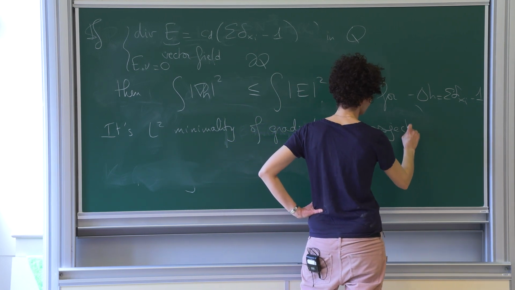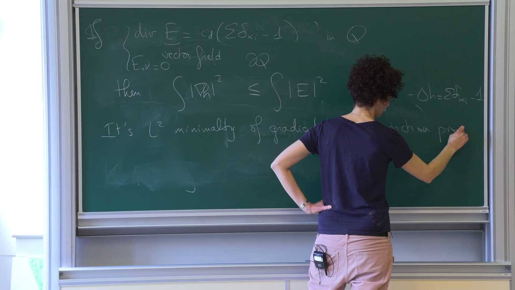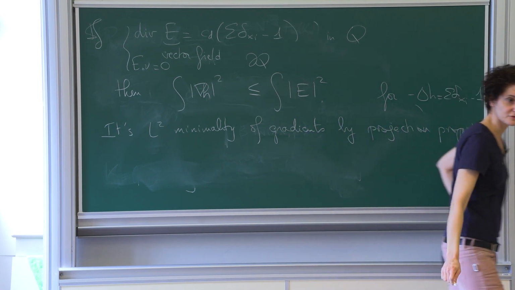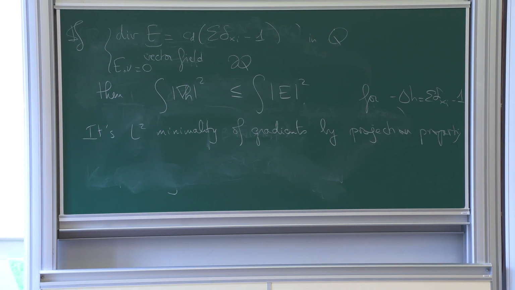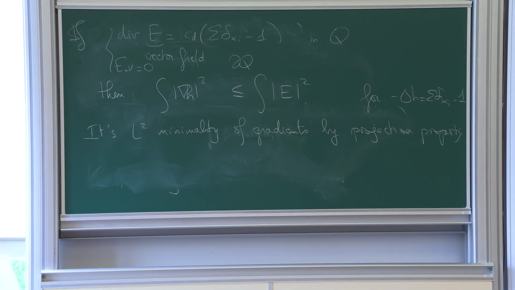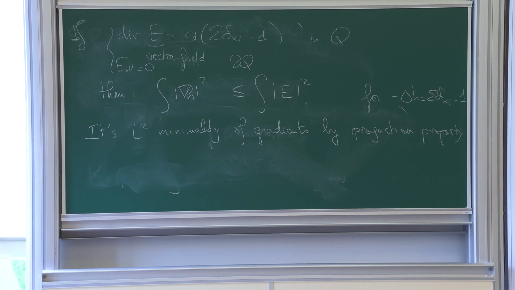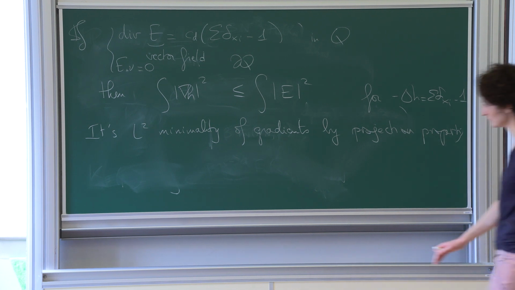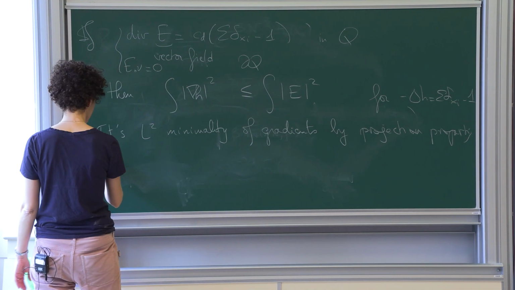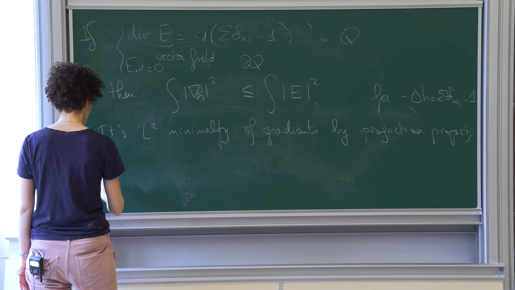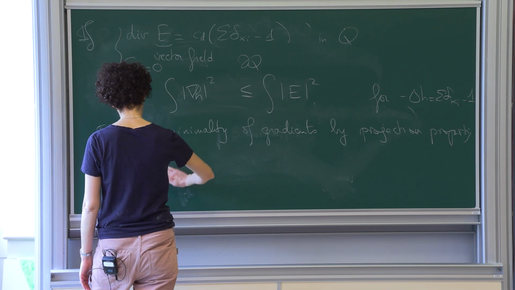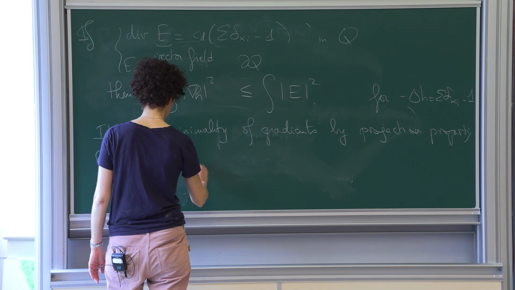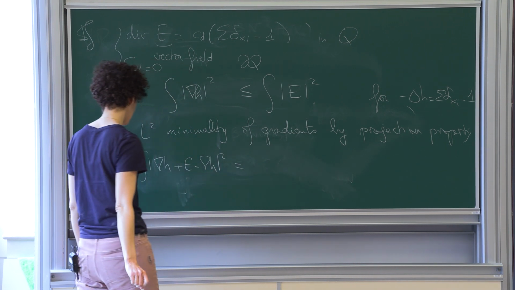If you take a vector field, you can always decompose it into a gradient part and a divergence-free part, right? So the L2 norm of the gradient part is less than the L2 norm of the original vector field. That's the point. It's a very easy point. So we do it by saying E squared. You write it as E as grad H plus E minus grad H squared and expand.